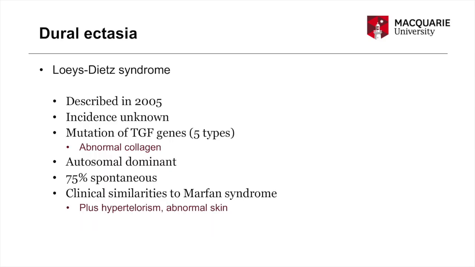Loeys-Dietz is actually phenotypically pretty similar, quite a different genetic condition though, relatively recently recognized, and the incidence not very well described. It's a mutation of the transforming growth factor genes. There are multiple different types, and that leads to abnormal collagen. So it has this same kind of extracellular matrix underpinning as Marfan syndrome. And so it has very similar phenotypic presentation, although there are some differences, hypertelorism and different skin abnormalities.